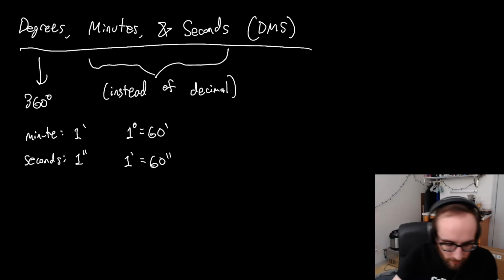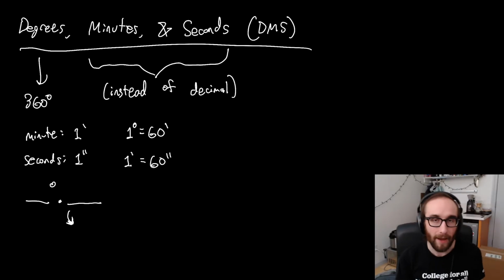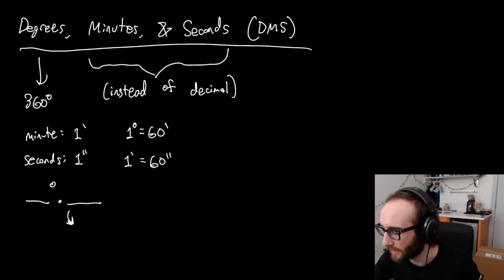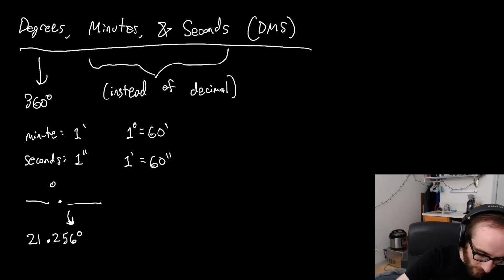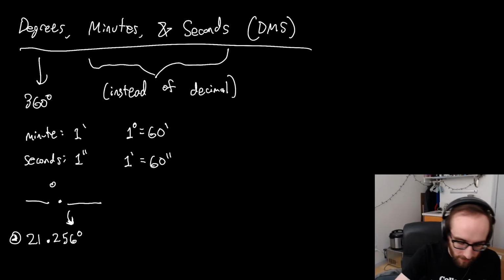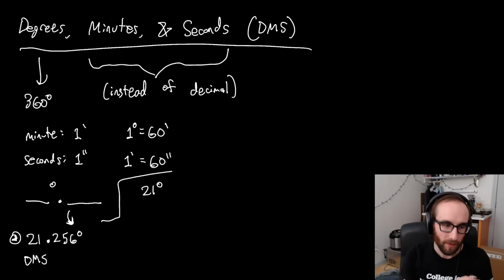Okay, so what we're going to do is we're going to have some degree measurement, and then we'll usually have a decimal part of it, and we're going to take this decimal part and convert that into minutes and seconds. So let me grab an example really quick. Okay, so here we have an angle measurement, 21.256 degrees, and we want to convert this to degrees, minutes, and seconds. So to start off, the degrees is going to stay the same. So 21 degrees is done.